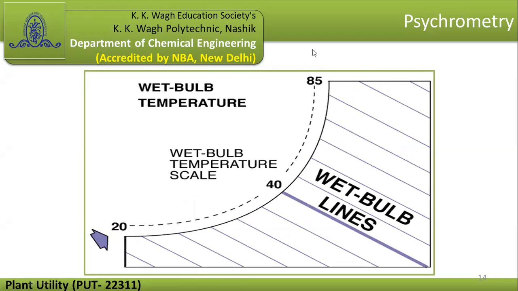Next is wet bulb lines. Wet bulb lines make a 30-degree angle with the x-axis, and this inclined line shows the wet bulb lines, and the scale of these wet bulb lines is given on this last 100% humidity curve.